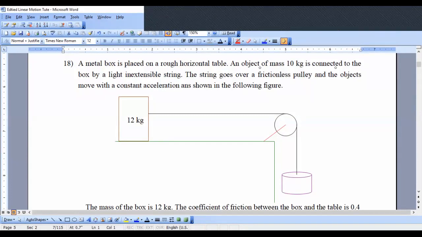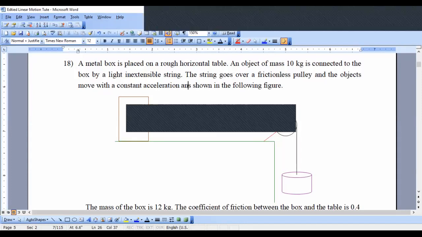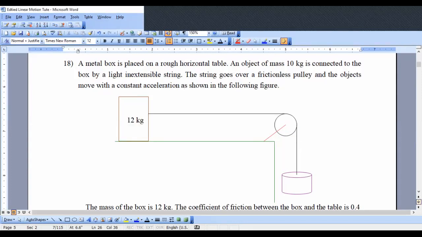A metal box is placed on a rough horizontal table. An object of mass 10 kg is connected to the box by a light inextensible string. The string goes over a frictionless pulley and the objects move with a constant acceleration as shown in the following figure.